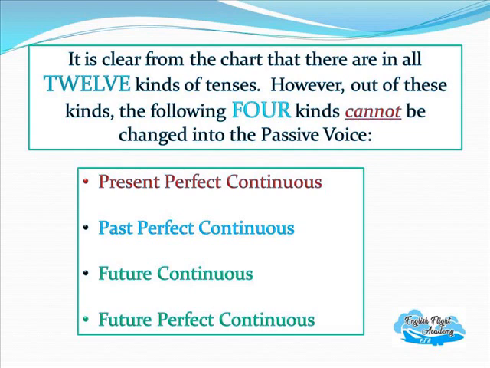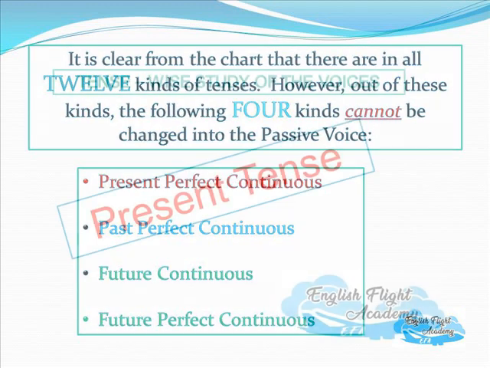It is clear from the chart that there are in all 12 kinds of tenses. However, out of these kinds, the following 4 kinds cannot be changed into the passive voice. Present perfect continuous cannot be changed into passive voice. Past perfect continuous cannot be changed into the passive voice. Future continuous and future perfect continuous also cannot be changed into the passive voice.